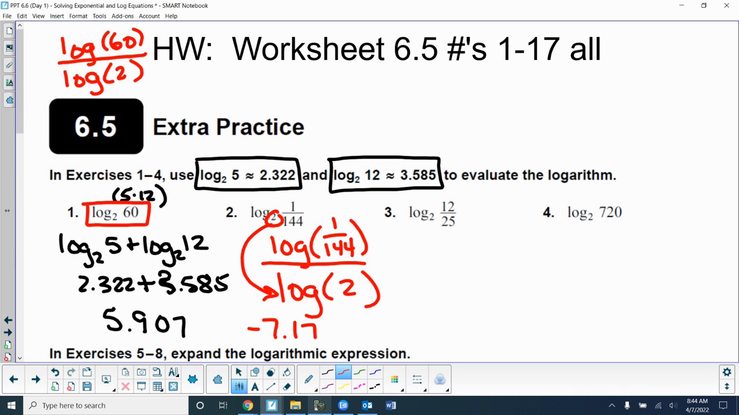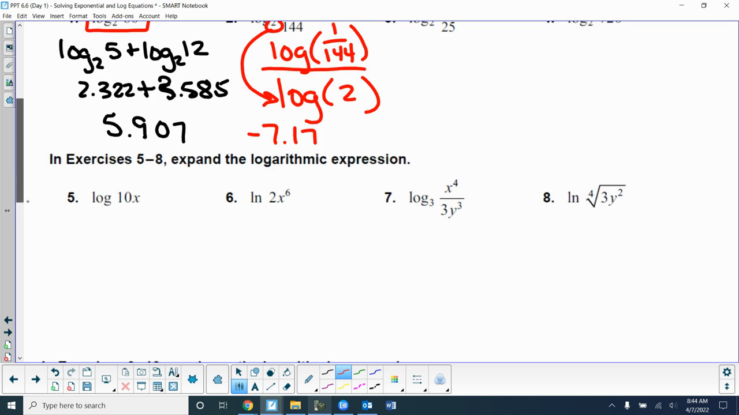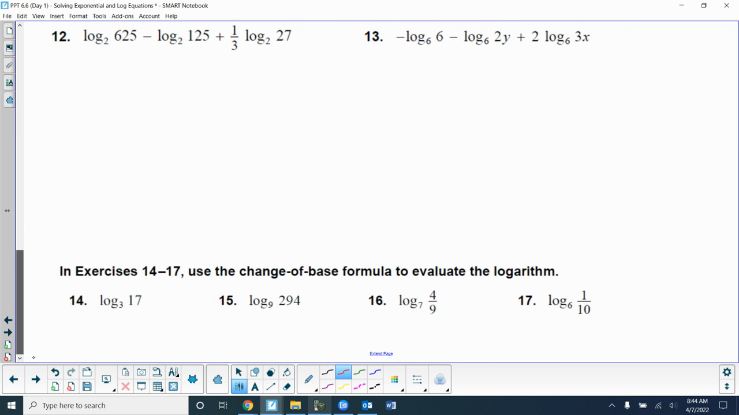Okay? So, that's how we do those. And that's how we do these also, right? These bottom four. Okay? Any questions on that?